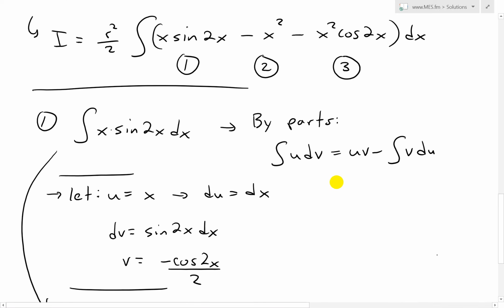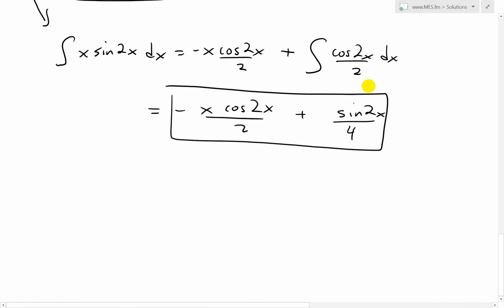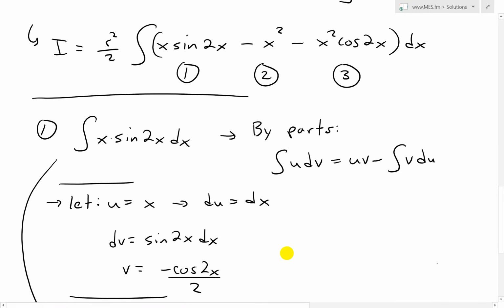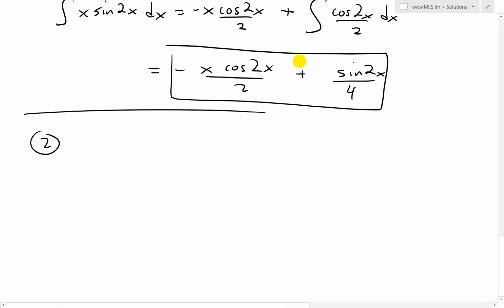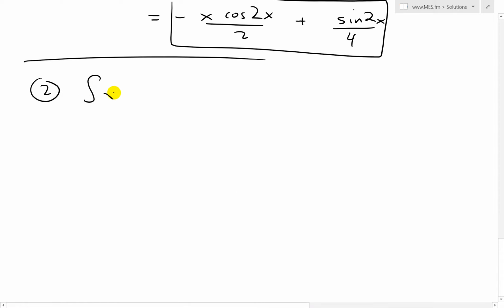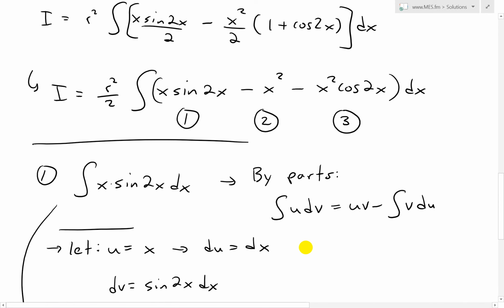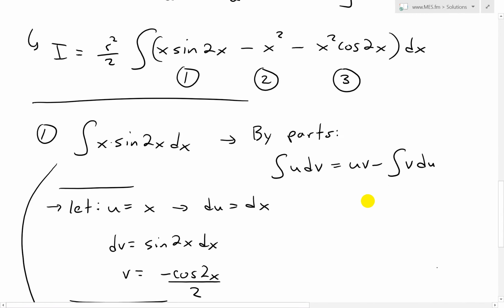So now let's look at the second one. That's the easy one. So for number 2, we have the integral of negative x squared, or just x squared. The integral of x squared dx, well, just add a power and divide by that power. So x to the 3 divided by 3, like that. So there it is.